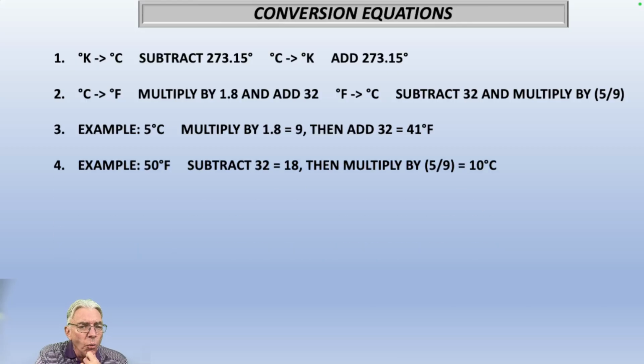And if you're going the other way, 50 degrees Fahrenheit, you subtract 32 and get 18. You multiply that by 5/9 and you get 10. So 50 degrees Fahrenheit is equal to 10 degrees Celsius.